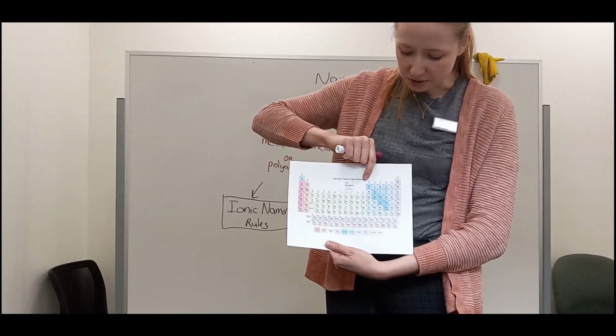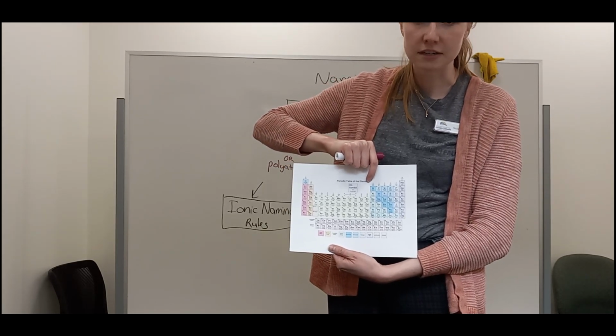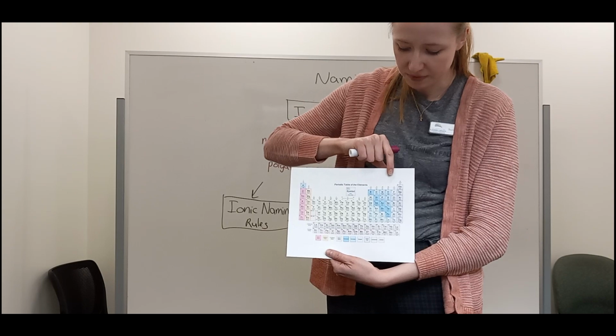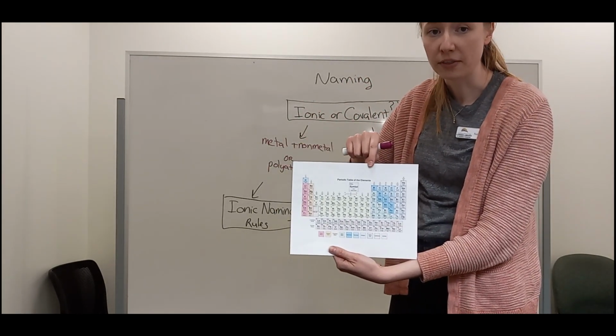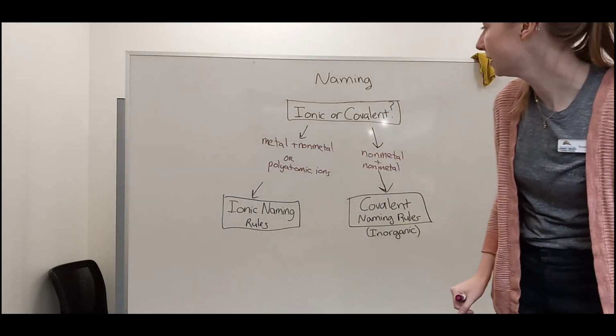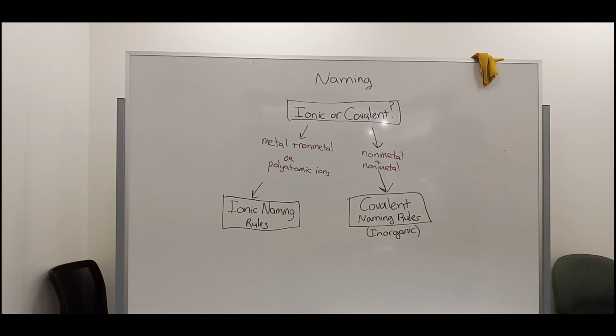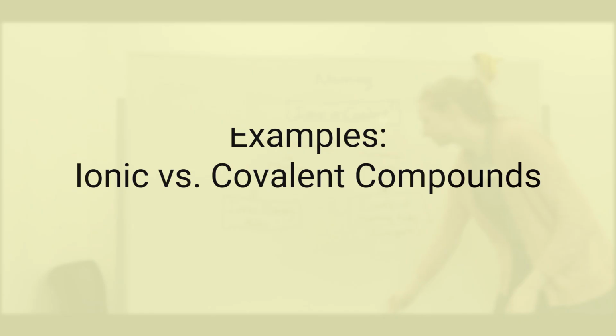And I'm not going to include any examples with semimetals, which are also called metalloids, just for the sake of simplicity. So you can use the periodic table to determine whether or not you've got a metal or a nonmetal, and that'll allow you to determine whether you have an ionic or a covalent compound. So let's just go through a couple examples of that.